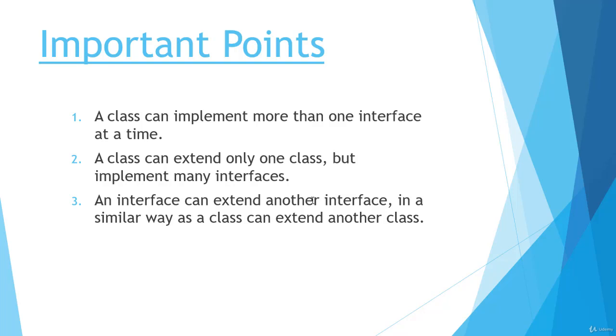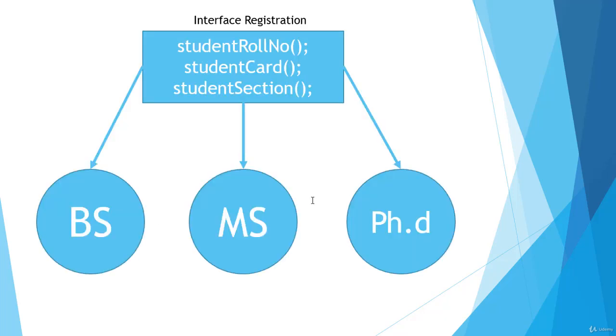Now you may have a question in your mind: why are we using the interface? I will give you an example so that you have a better understanding. Look at this. The rectangle box above is the interface. The name of the interface is registration. Whenever a student goes to university to take admission, that student must get a roll number, student card and section. These are the three things that every student in the university gets.